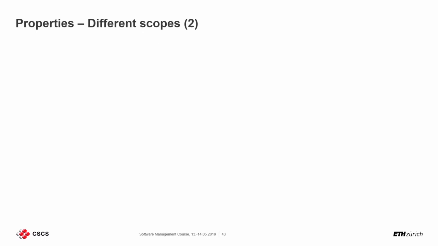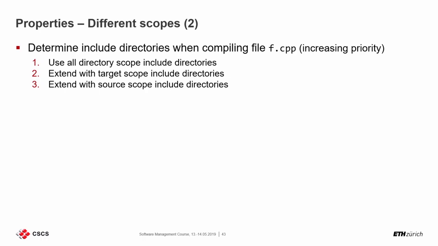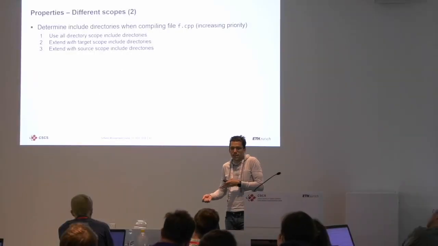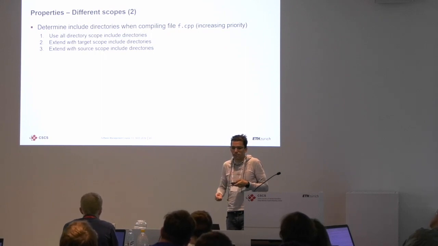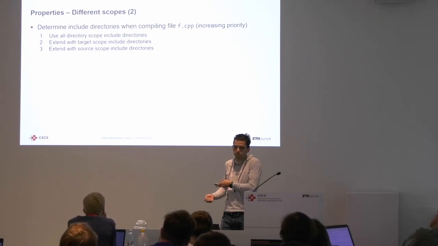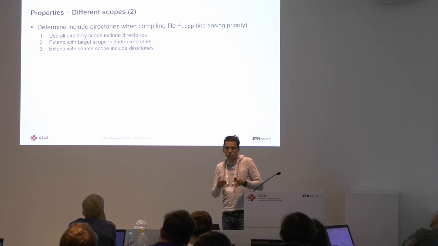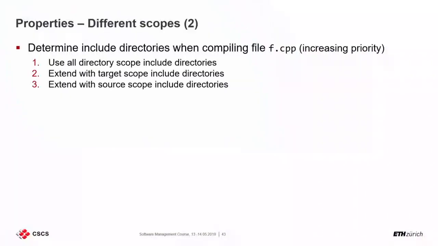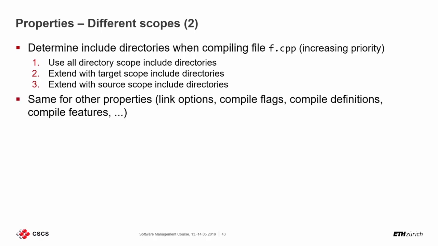Then there is the question, what will be the final include directories when we are going to compile certain files. So we are going to compile f.cpp. We now have these different scopes. So we are first looking in all include directories that are in the directory scope. We extend it with the target scope. We extend it with the source scope. And also for the other properties.